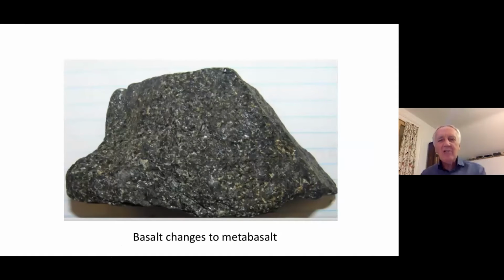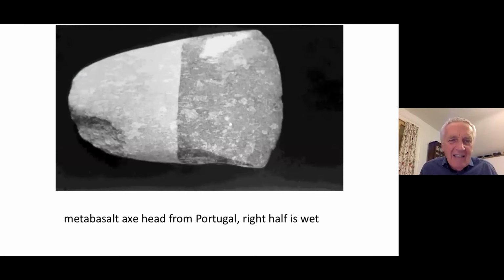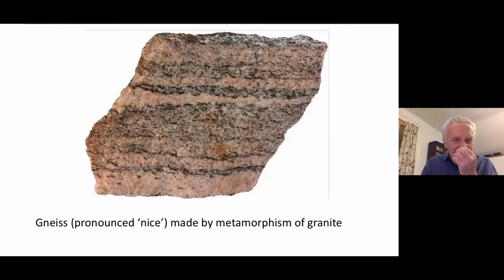Okay, basalt next. Basalt changes into a number of things. So we call them all metabasalt, metamorphosed basalt. And here is an example of an axe head that's made from basalt, a metabasalt axe head. It's been wetted on the right to make it show up a bit. So that's one of the uses of metabasalt. And finally, granite. Granite can be metamorphosed and be turned into this rock called gneiss. It's one of the things that granite can be made into when it's metamorphosed.